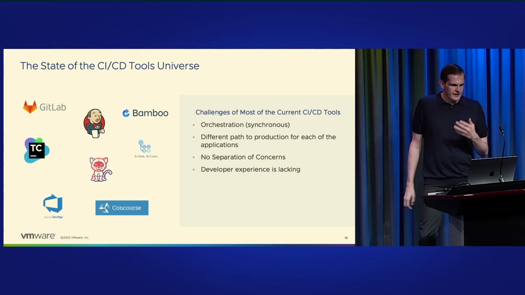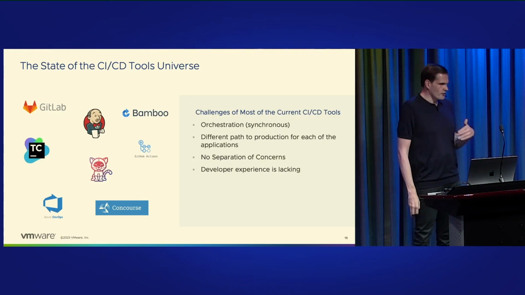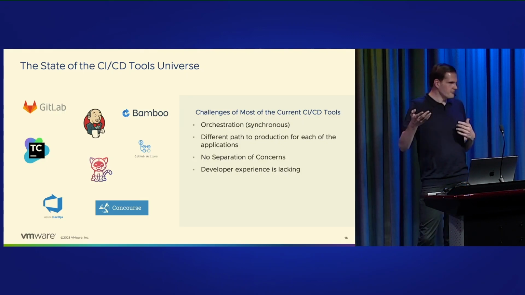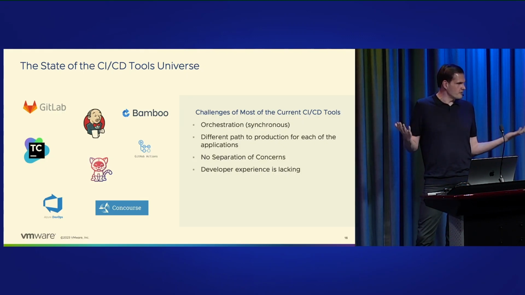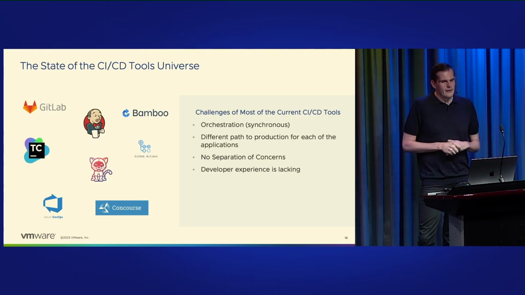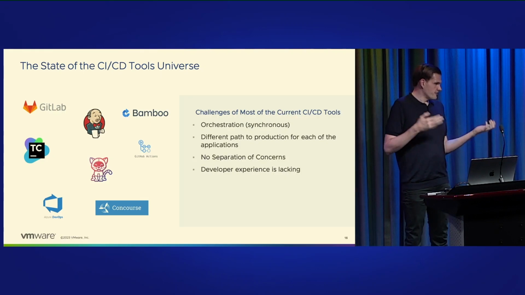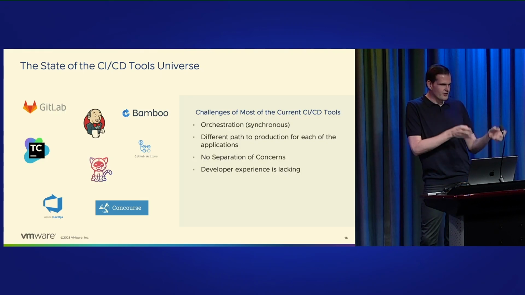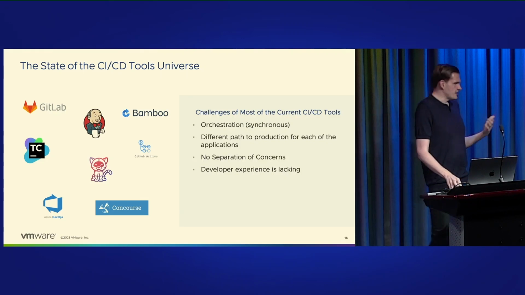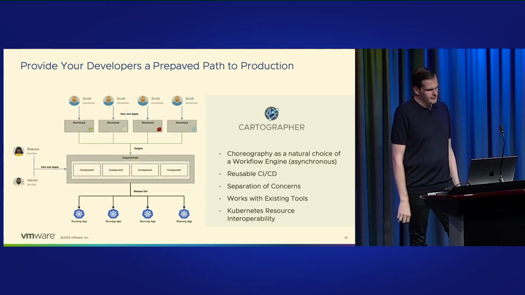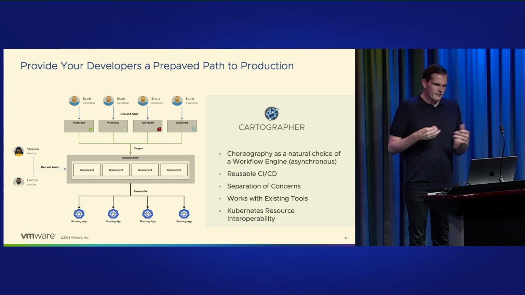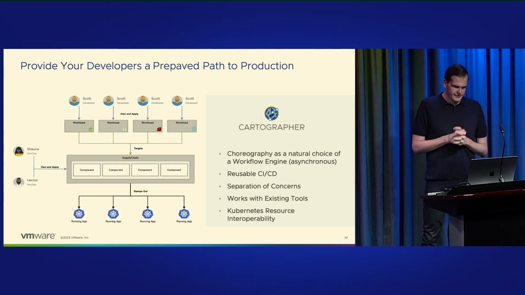Another problem is that usually with those solutions, every application, so every microservice, has a different path to production. For sure, you can create a template, but if you update a template, how all those CI/CD pipelines will be updated is usually something really difficult to do. There's no separation of concerns between developers and operators. For sure, maybe you have a separation between CI and CD, but that's something you have to build yourself. And also, in general, the developer experience is lacking. We have a new solution available as open source called Cartographer, which implements a lot of those different aspects.